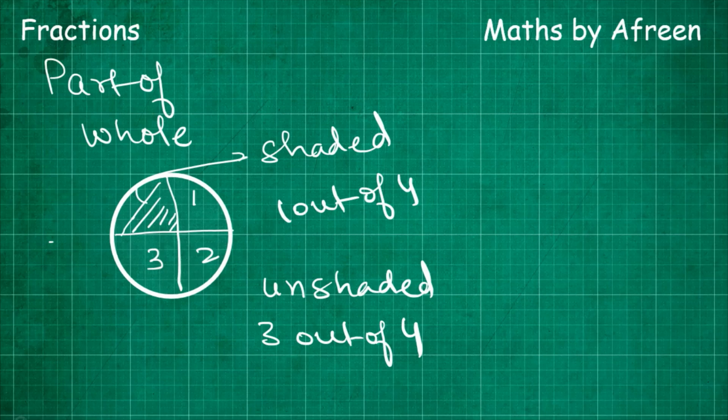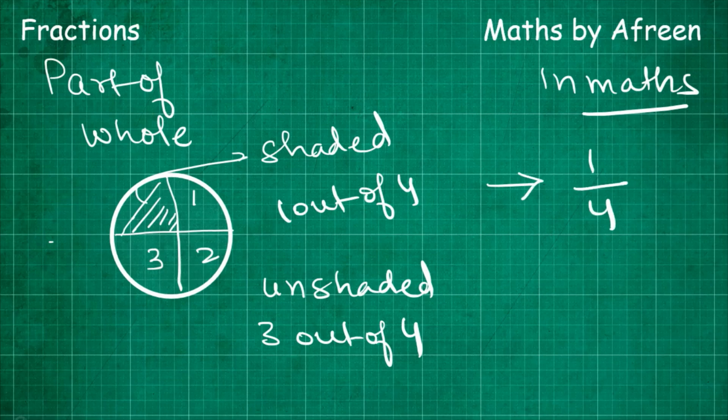To represent these shaded and unshaded parts in mathematics, we use fractions. 1 out of 4 means 1 divided by 4 like this, and 3 out of 4 means 3 divided by 4 like this.